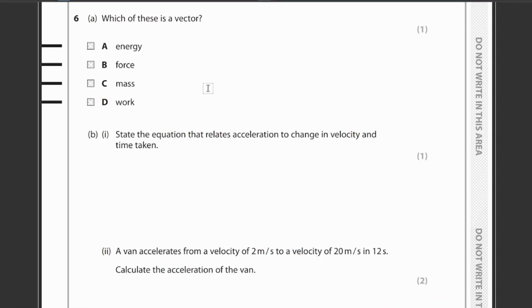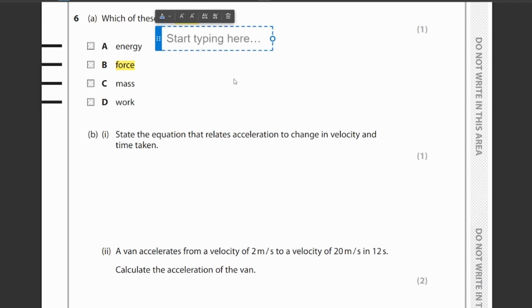Question number 6. Which of these is a vector quantity? So they're asking you to identify the vector quantity out of these 4. The answer is force. Now you can make a note of what are vector quantities, and while we are at it, we can make note of what scalar quantities are as well.